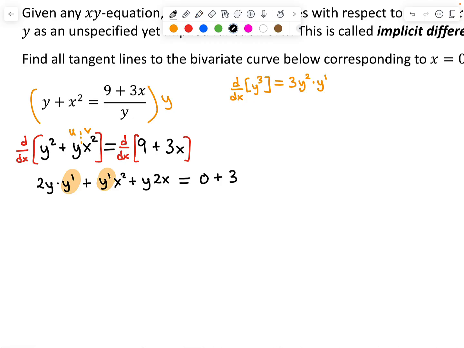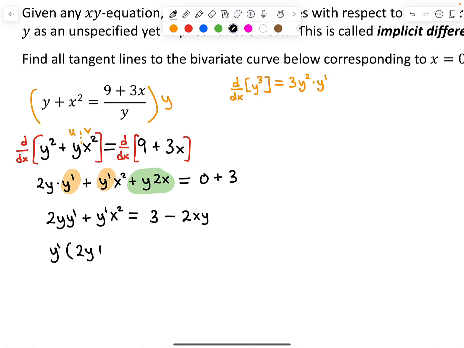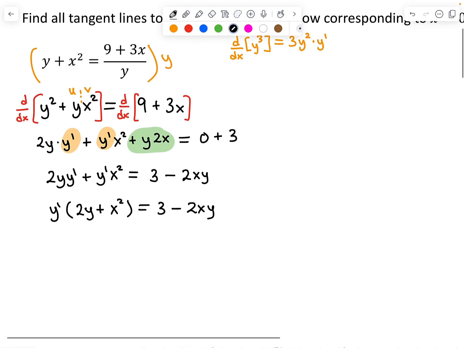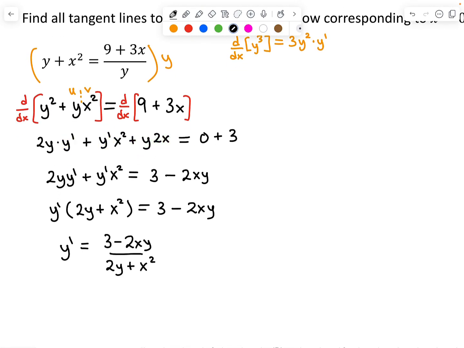So every term that has a y prime, you gather or keep on one side of the equation. And any term, such as this one, that does not have a y prime, it has a y but not a y prime, you move to the other side of the equation. So we'll have 3 minus 2xy. Now we factor y prime, leaving 2y plus x squared, leave the other side the same, and then finally we divide to solve for y prime. And we get this expression. Now this y prime, another way to write it is to say dy/dx.